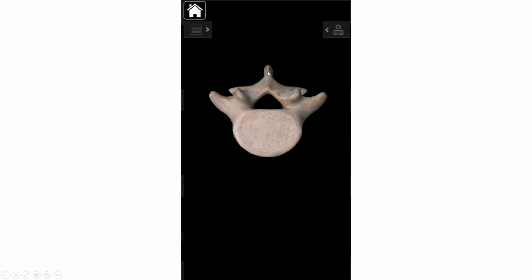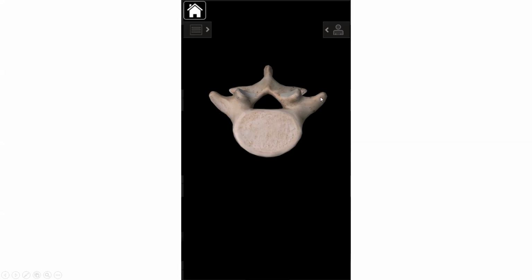You feel little bony knobs, especially if you flex the neck. You can feel them at the base of the neck. Those are the spinous processes. Then we got the transverse processes, so those go out to the side. There is a right transverse process over here, and then a left transverse process over here.